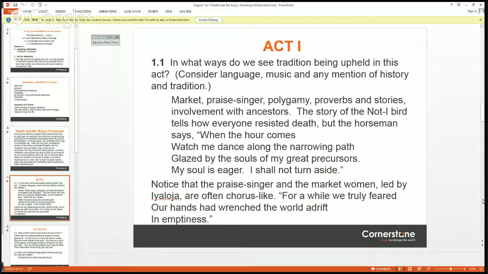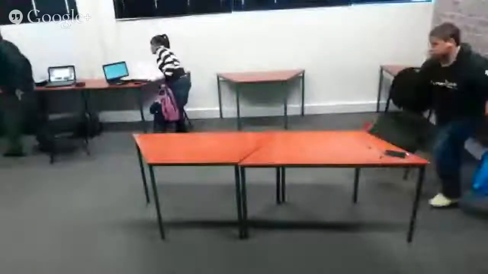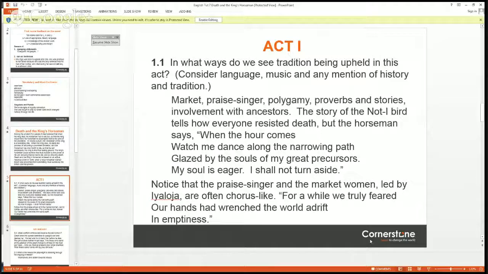Do you understand those lines? Watch me dance along the narrowing path. As he gets further and further away from this world, the path of the world gets narrower and narrower. Right. And then he says that this path is glazed by the souls of my great precursors. In other words, their footprints have made the path quite smooth. When you glaze something, you make it look like glass, shiny and smooth. So he says, I know I must die, I am willing to die, I will not turn aside.